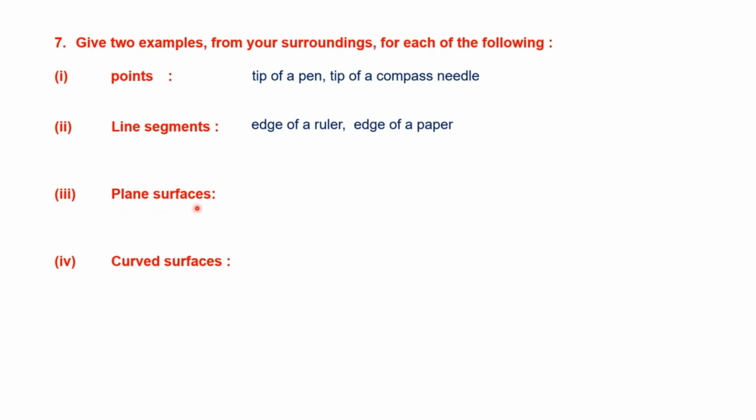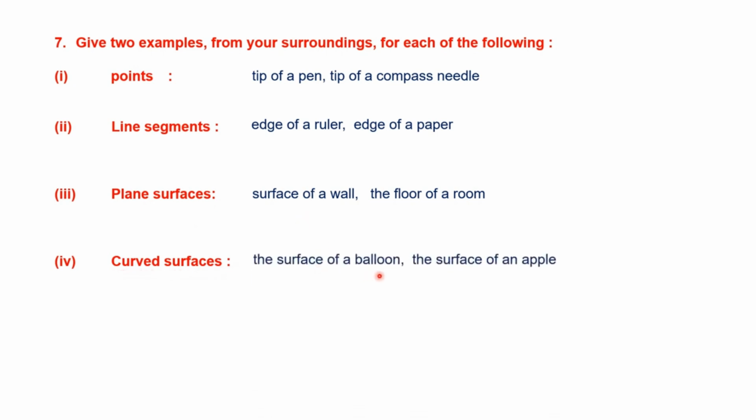Plane surfaces are, we're talking about flat surfaces. The surface of the wall is flat. The floor of a room also. These are examples of plane surfaces. Now what are examples of curved surfaces? Examples are the surface of a balloon. It's curved, isn't it? And the surface of an apple, that is also curved. So these are examples from your surroundings. You can think of many more examples for each of these points here.